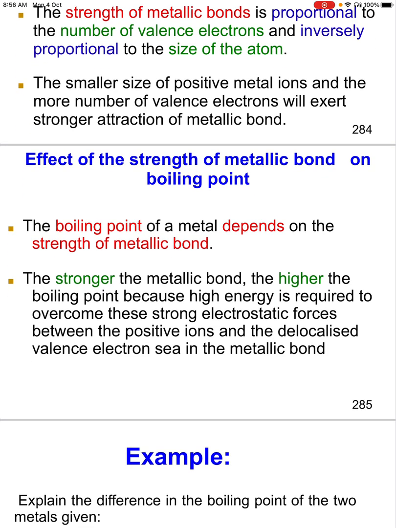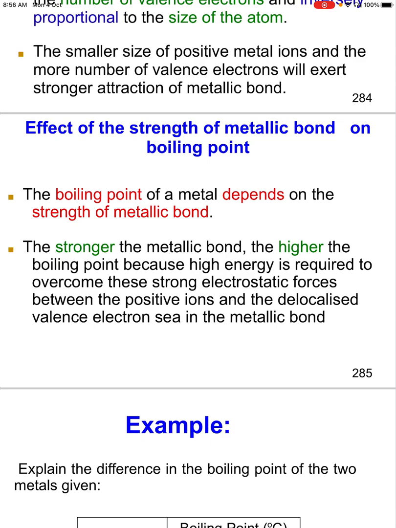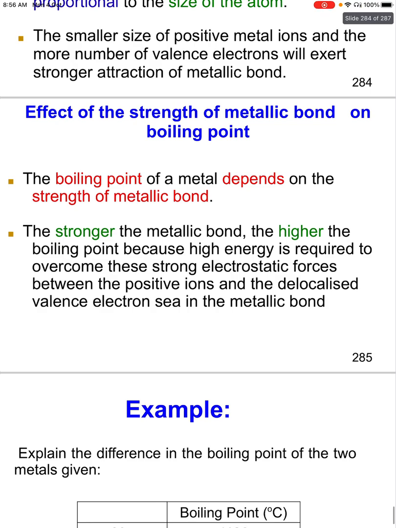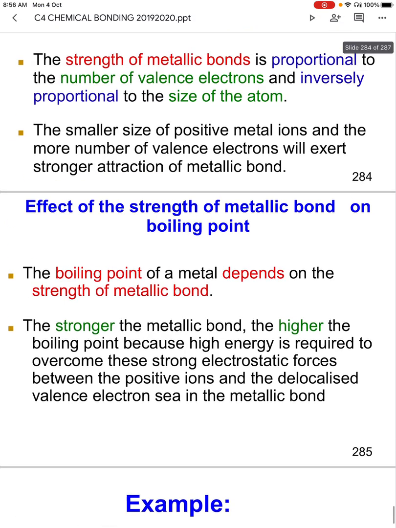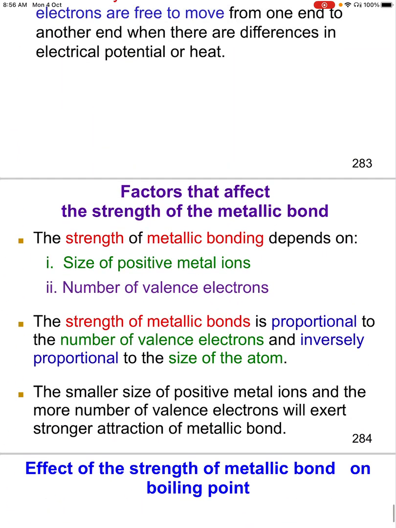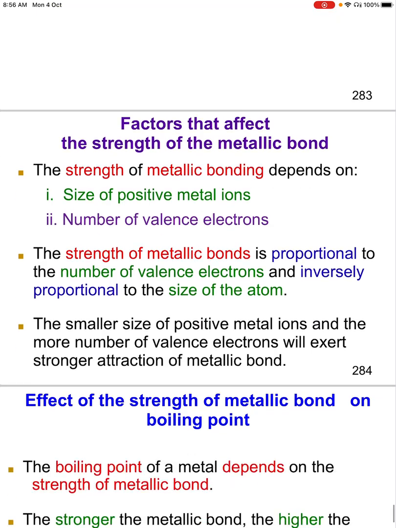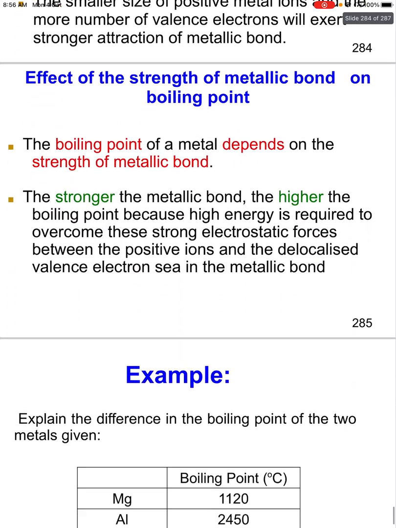Effect of strength of metallic bond on boiling point. The boiling point of a metal depends on the strength of metallic bond. The stronger the metallic bond, the higher the boiling point, because high energy is required to overcome these strong electrostatic forces between positive ions and the delocalized valence electrons in metallic bond. So we must remember the first point: the boiling point of a metal depends on the strength of metallic bond, whereas the strength of metallic bond depends on the size of positive ions and number of valence electrons. So these are very much interlinked ideas.